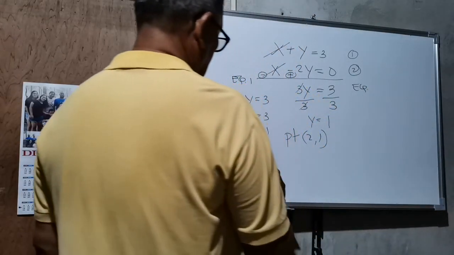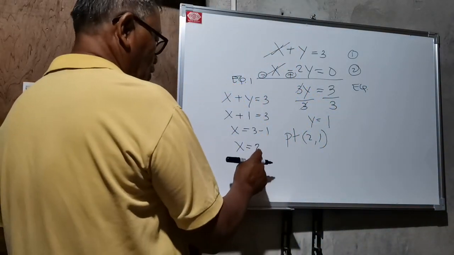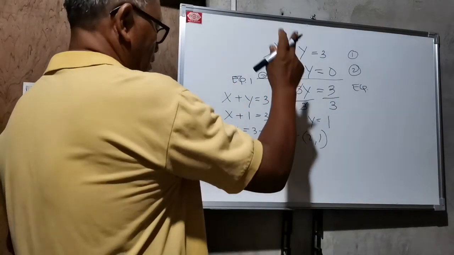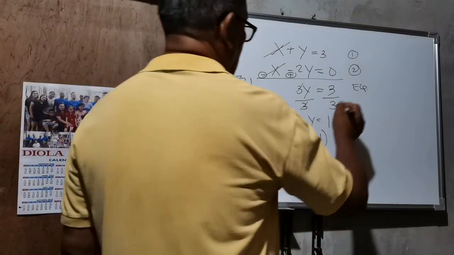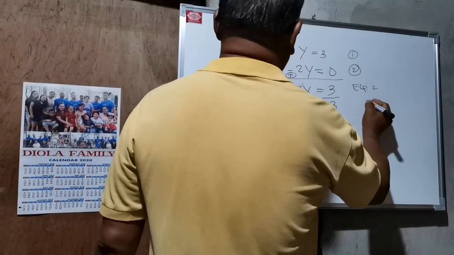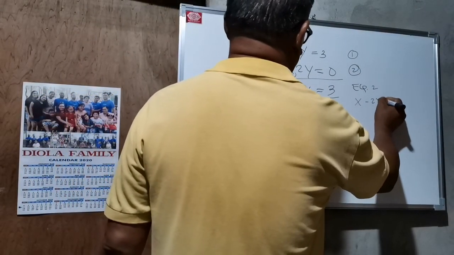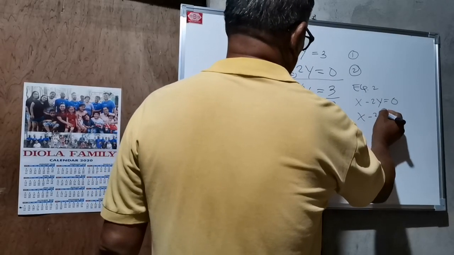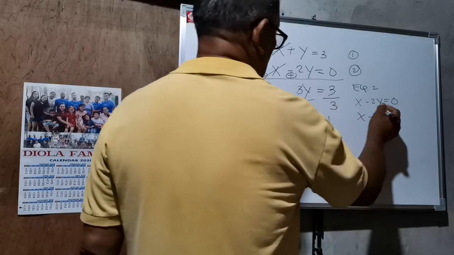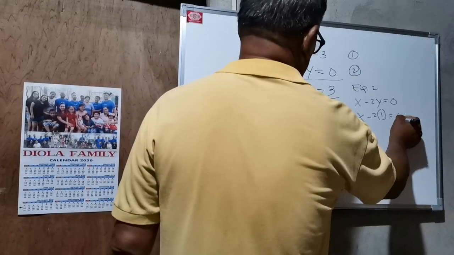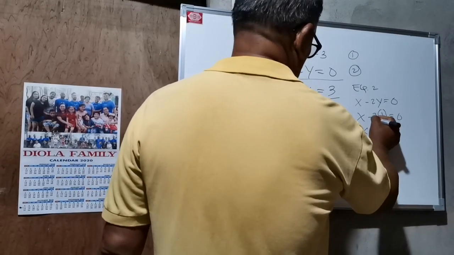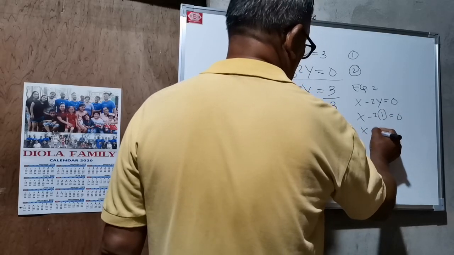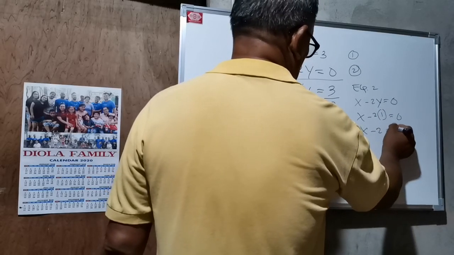Now, we are going to prove it using also equation 2 in solving for the variable x. Let us see if we still can get 2. If we cannot get the value of 2, something is wrong with our solution. Equation 2, x minus 2y equals 0. x minus 2 times the value of y, which is 1, equals 0. x minus 2 times positive 1 is negative 2 equals 0.